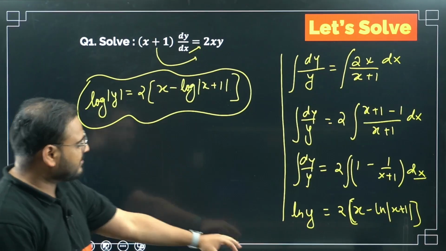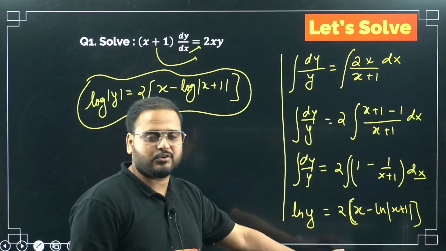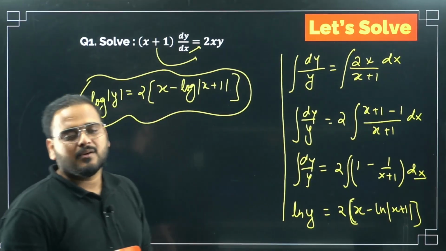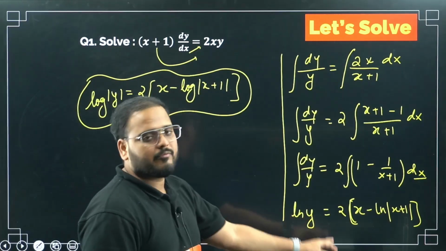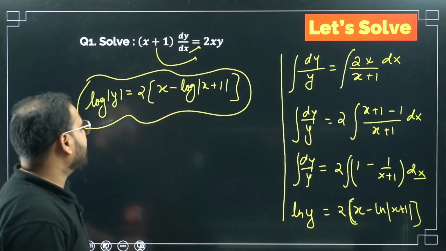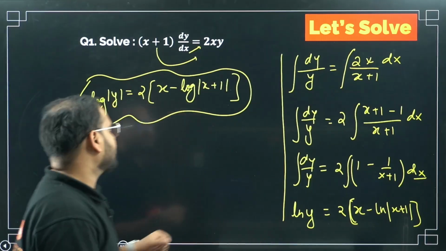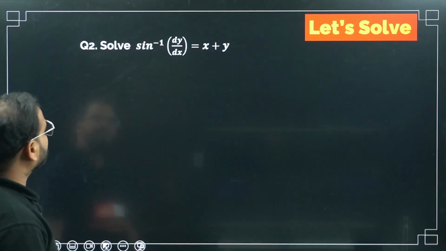You can take ln, this is more standard. We always consider natural log. This is with the base 10 or any other variable base, but we standardly take natural log only. Sometimes you will find the answer written in terms of log also, so you don't get confused. Now moving on to the next problem.